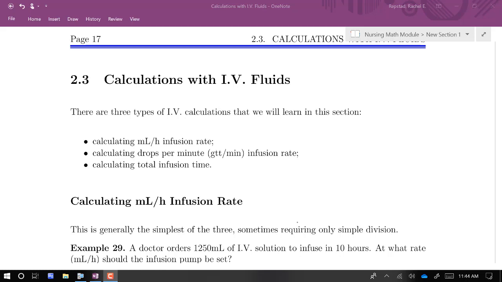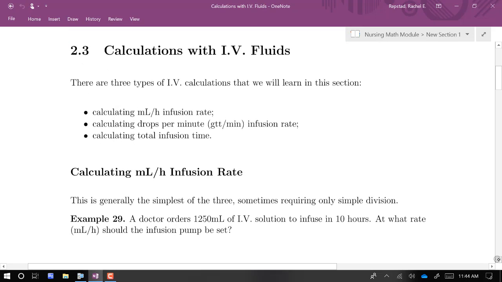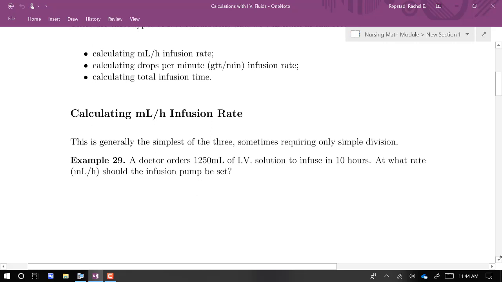All right, now let's talk about doing some calculations with IV fluids. There's three basic types of calculations we're going to do: calculating milliliters per hour infusion rate, calculating drops per minute infusion rate, and then also calculating total infusion time. Often that first one is kind of the simplest and usually just requires some simple division.